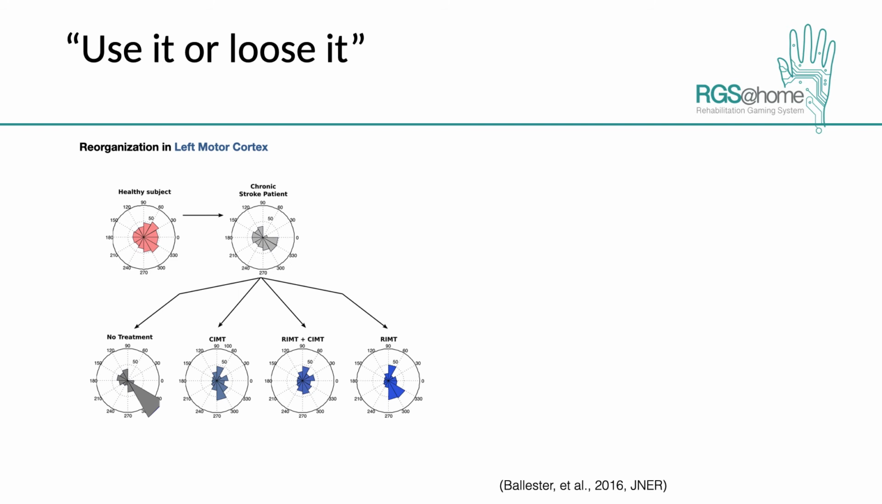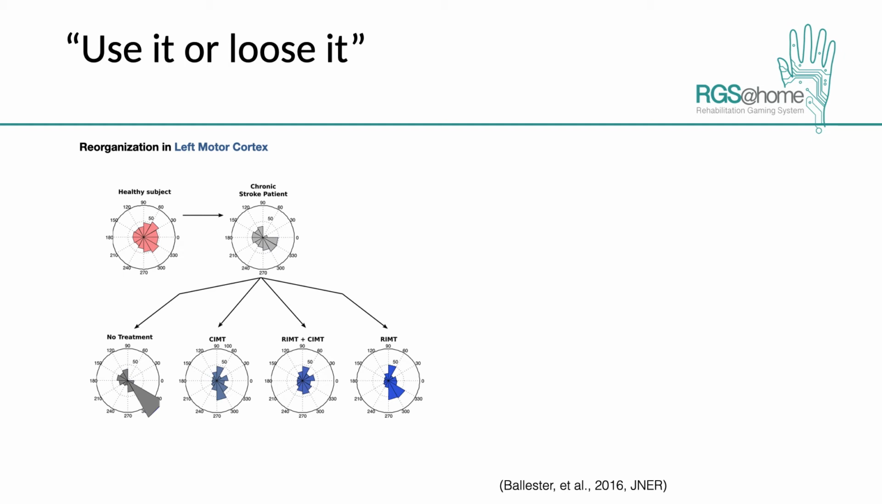And what we observe is that in the left motor cortex, the one affected by the injury that we simulated, we can see reorganization associated to all the therapies we simulated. And in the case of the no treatment condition, we do not see any repair.